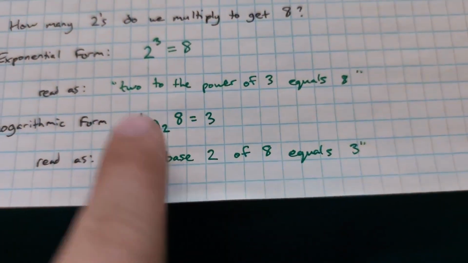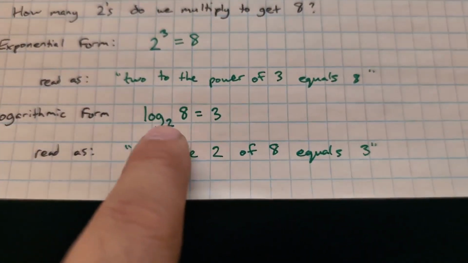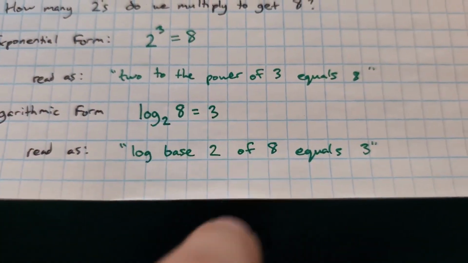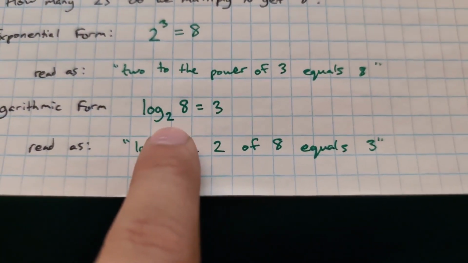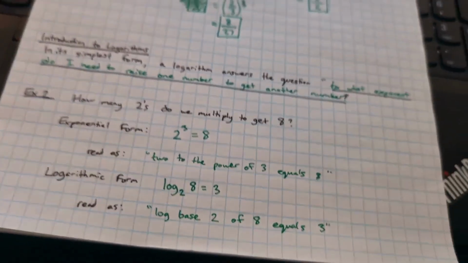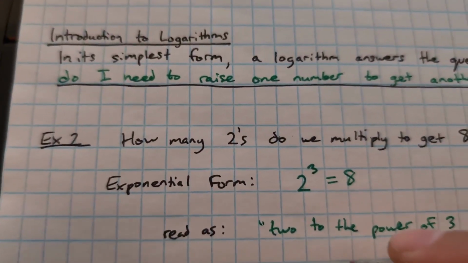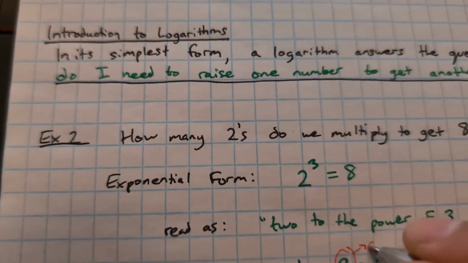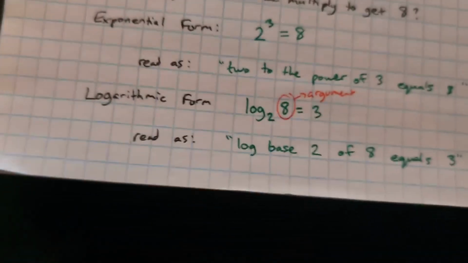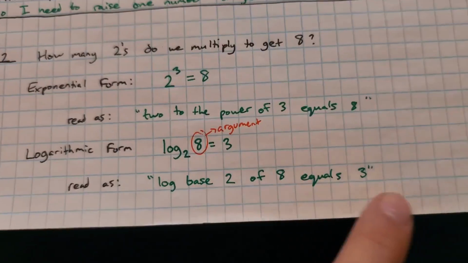Whereas if we write that in its logarithmic equivalent form, we would write it like this with a tiny 2. Log 2, 8 equals 3. So we would say log base 2 of 8. And we call that 8 the argument. I'll write that in: this is the argument of the log, and this is the base of the log. So log base 2 of 8 equals 3.